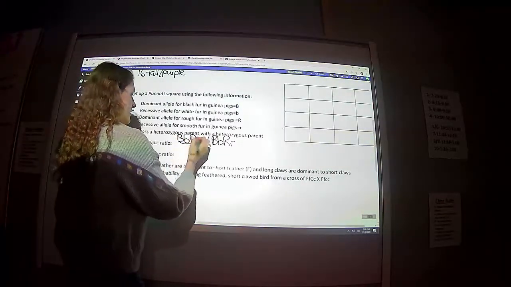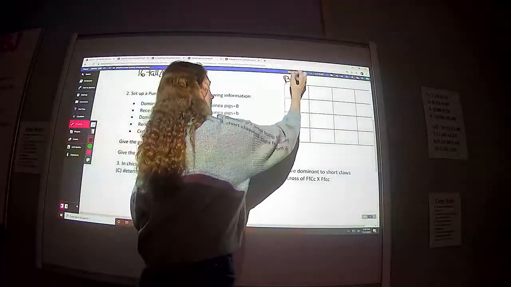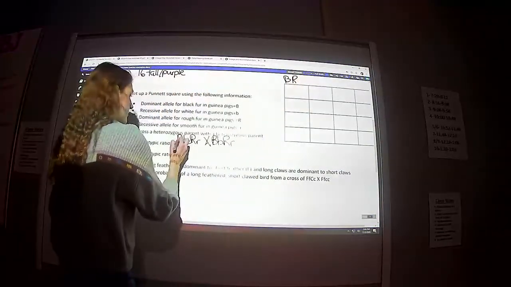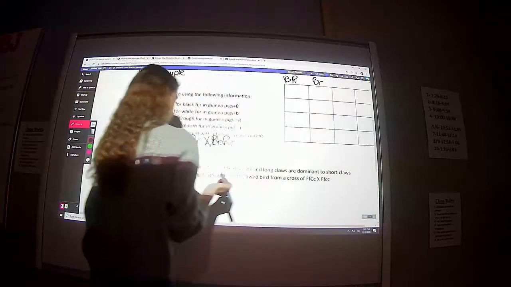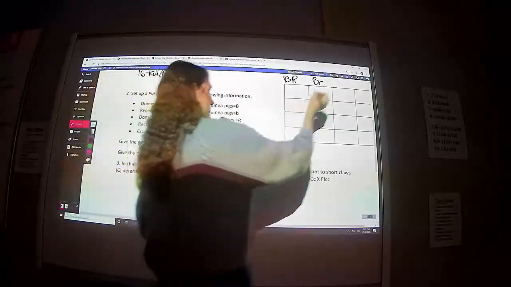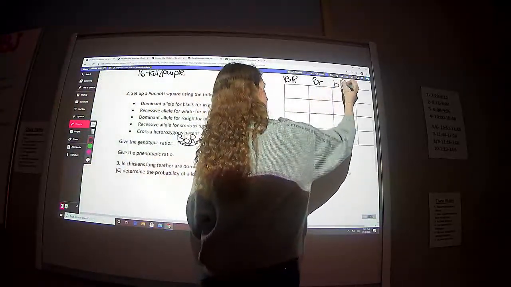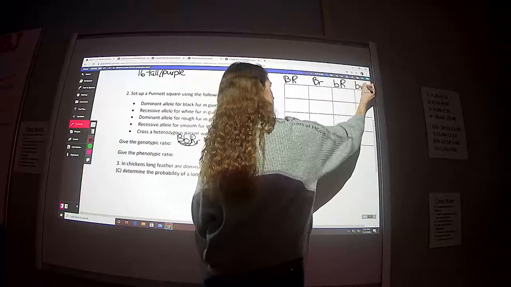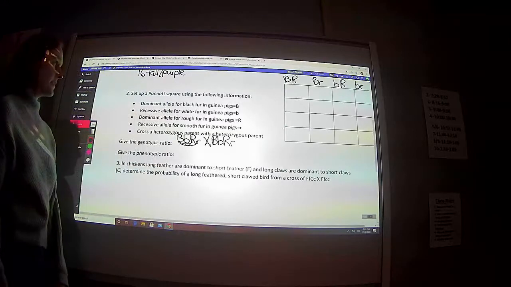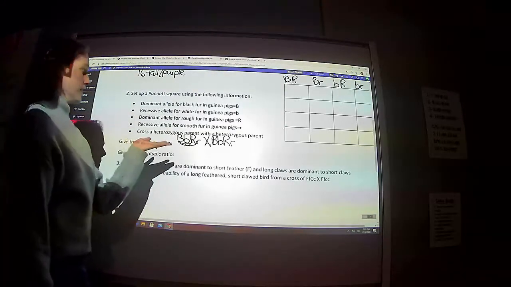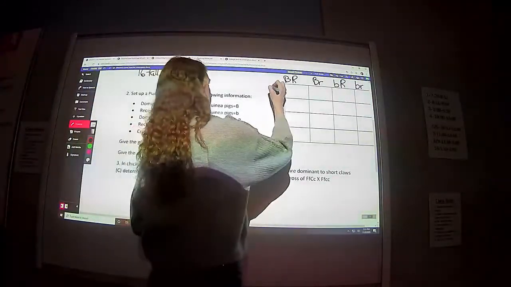So I have my first one, so I'm going to have capital B, capital R. My last one is a capital B, lowercase r. Inside is a lowercase b, capital R, and that's my last one. And it's going to look the same going down the side because it's the same genotype. I have another heterozygous parent.